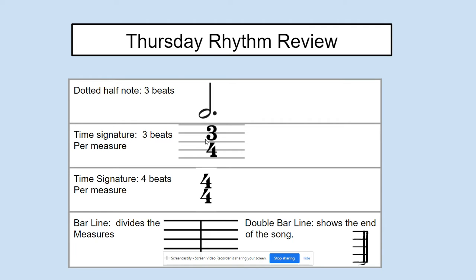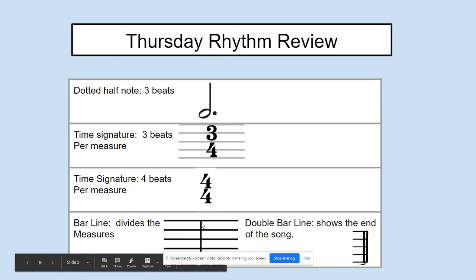So we might want to have a time signature that has 3 beats in it. And so this is what a 3/4 time signature looks like. There's 3 beats in each measure, and the 4 stands for that the quarter note gets the beat. Here's our regular 4/4 time signature, our most common time signature. That means that there are 4 beats in the measure, and this bottom 4 means that the quarter note gets the beat.